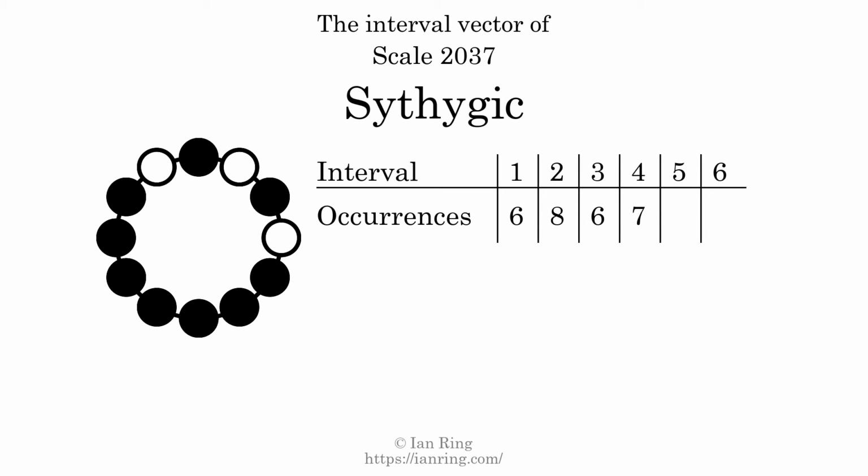There are 7 intervals with a size of 4 semitones. They are here, here, here, here, here, here, and here. There are 6 intervals with a size of 5 semitones. They are here, here, here, here, here, and here. There are 3 intervals with a size of 6 semitones. They are here, here, and here. Each interval does not appear in this scale a unique number of times, so this is not a deep scale.